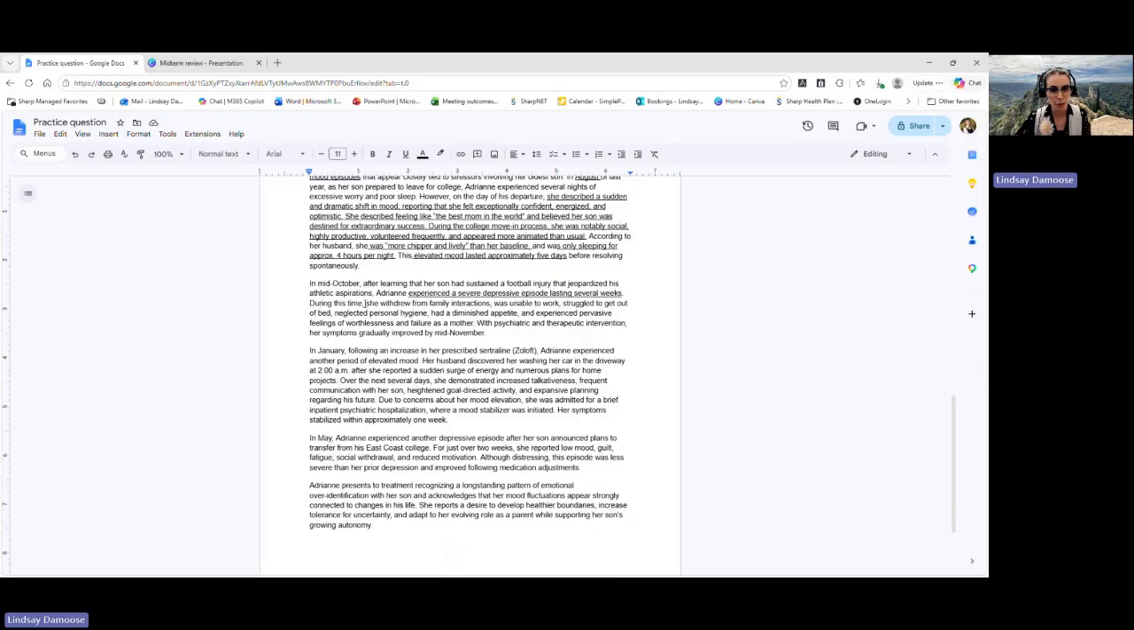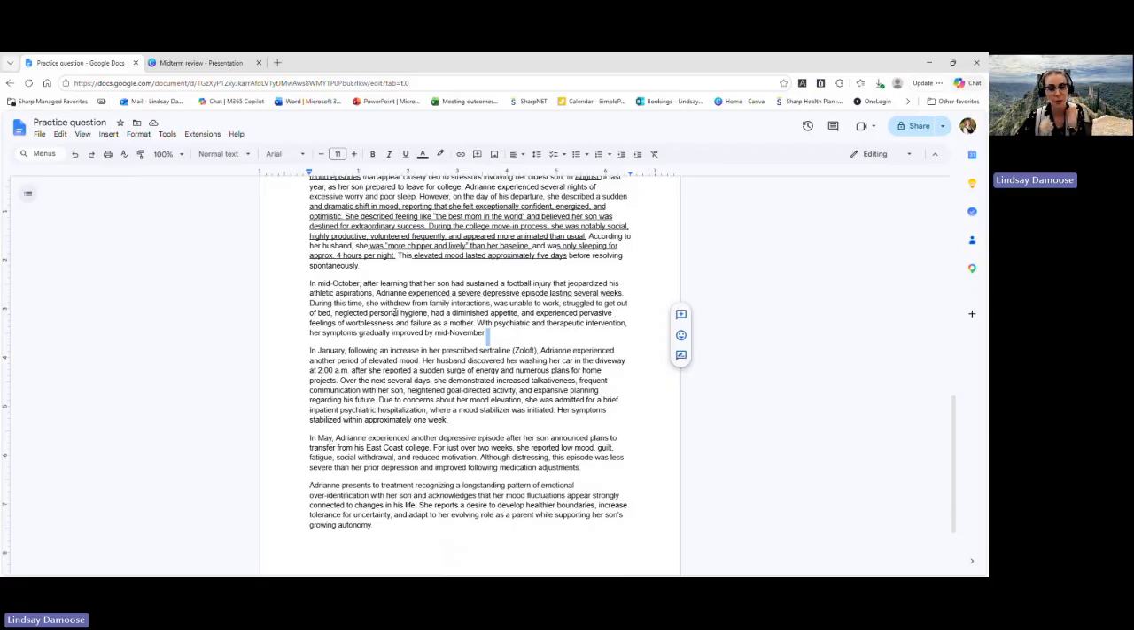Okay, now what we don't see here is meeting the 5 of 9 criteria for a major depressive episode. But for the sake of this, we can infer that she was in a depressive state, okay? And the fact that, with psychiatric and therapeutic interventions, her symptoms gradually improved by mid-November. So it's like a month where she's really struggling, can't work, not getting out of bed.